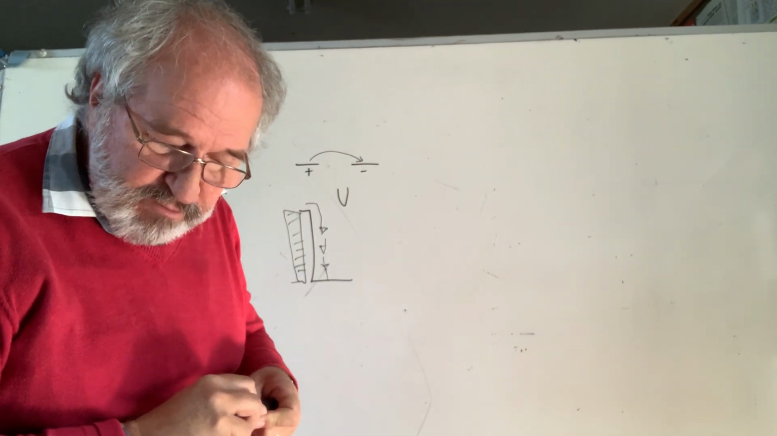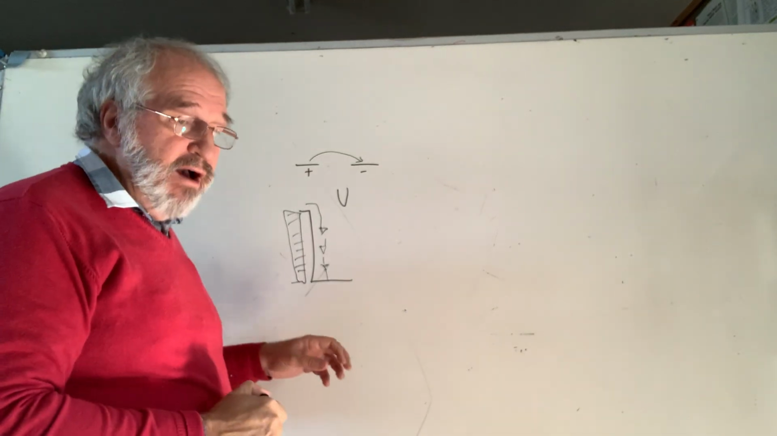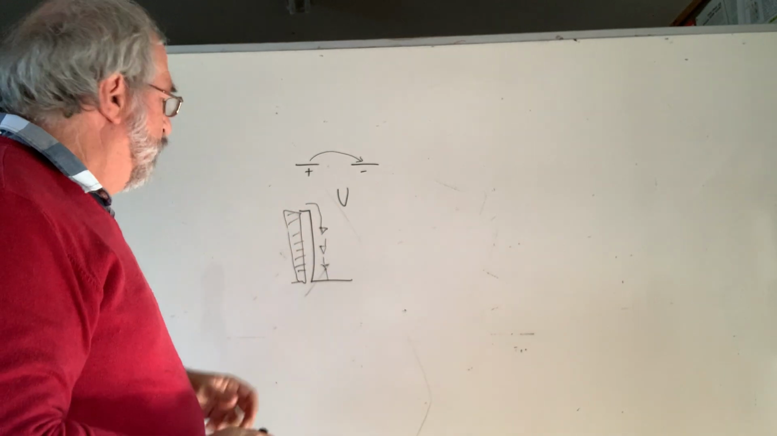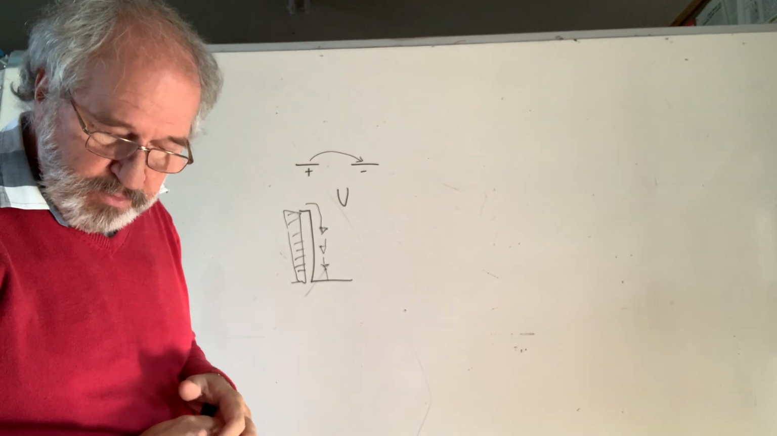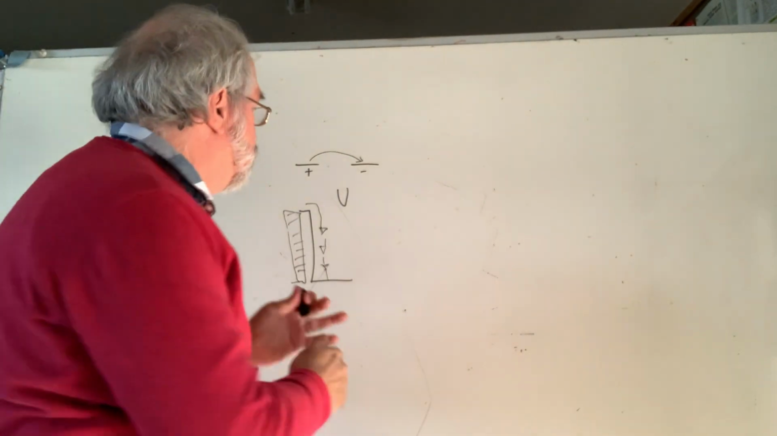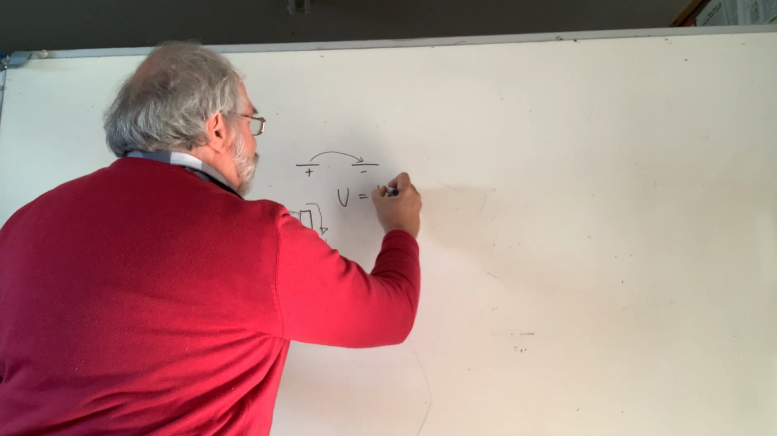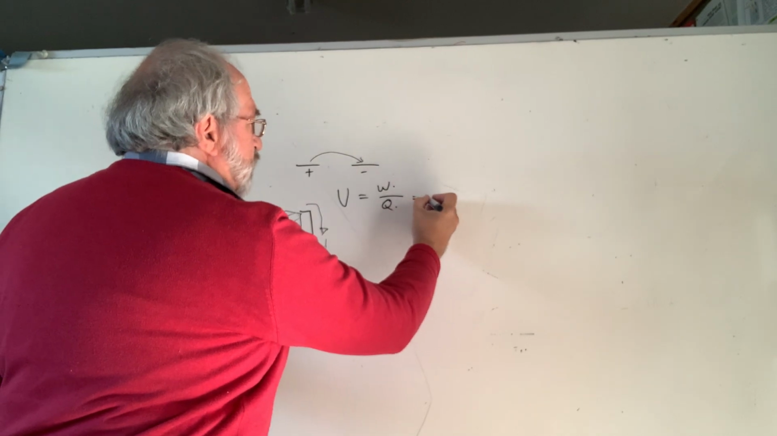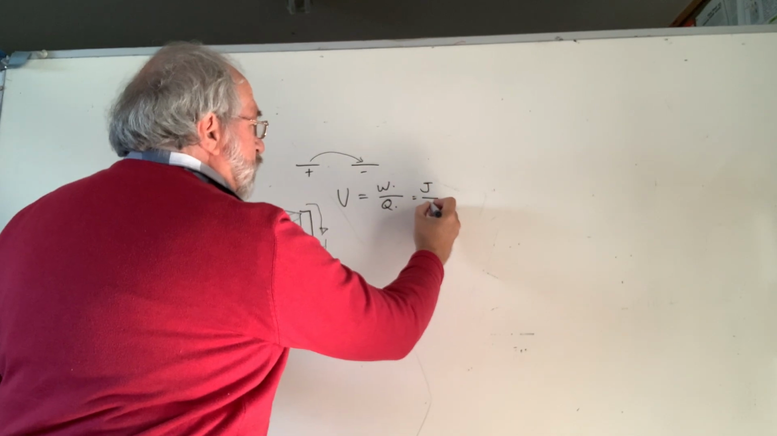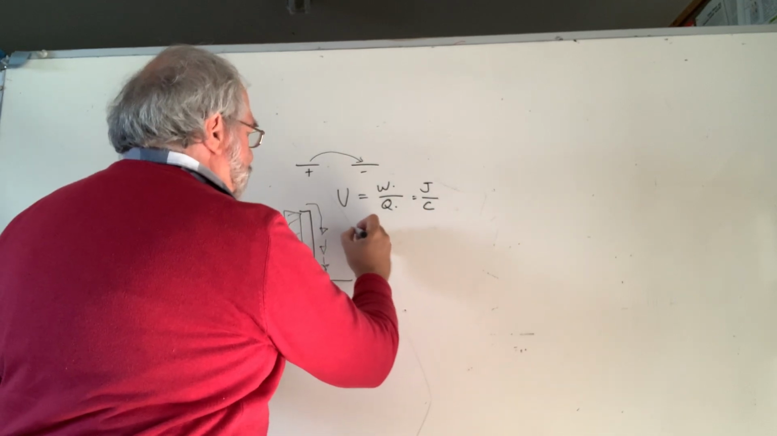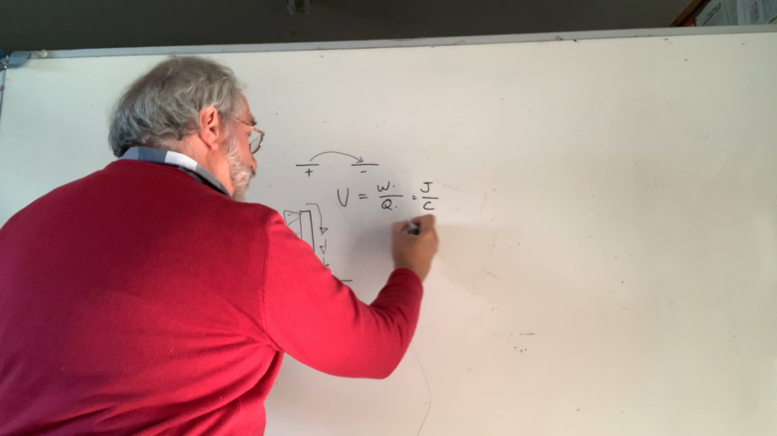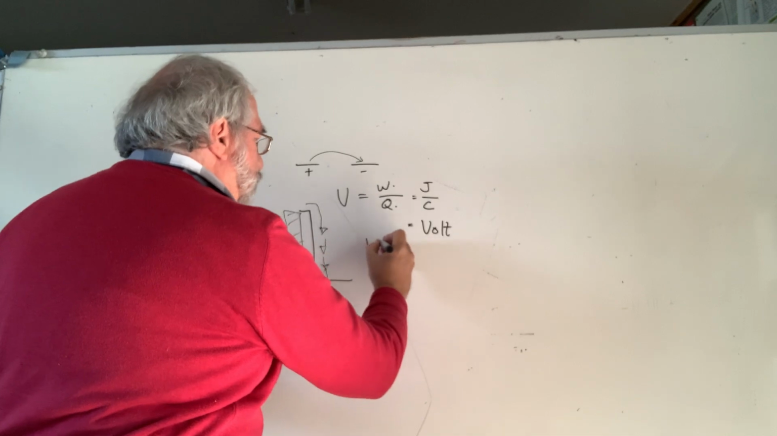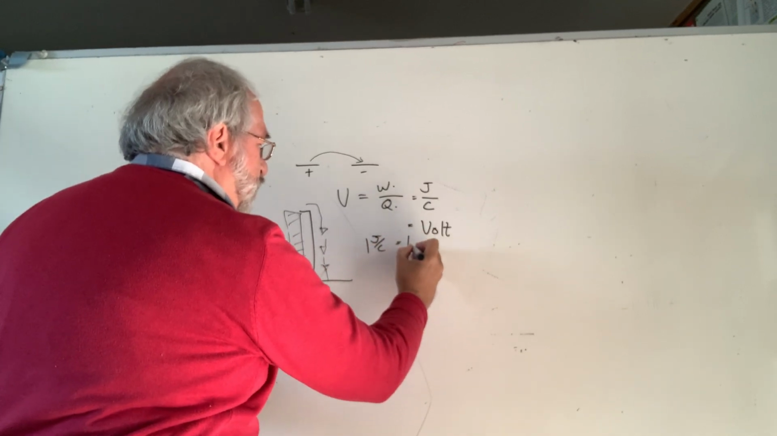Nou die definisie daarvoor is die werk gedoen per eenheid positiewe lading. How much work does it require to move a unit of charge, one unit of charge, and the symbol we use, it's W divided by Q. The work done per unit charge. Nou arbeid word gemeet in joule en lading word gemeet in coulomb. So die eenheid wat ons daarvoor gebruik, noem ons volt. So 1 joule per coulomb is 1 volt.